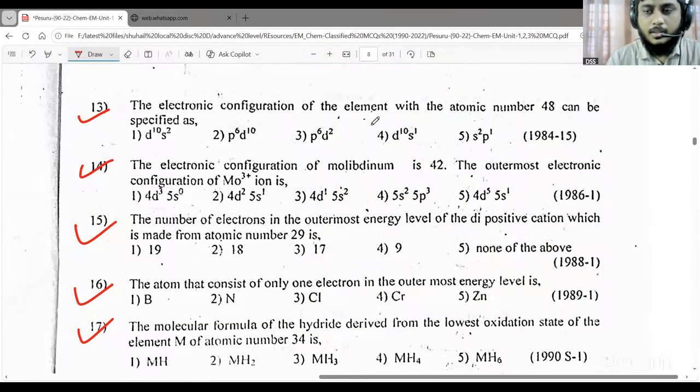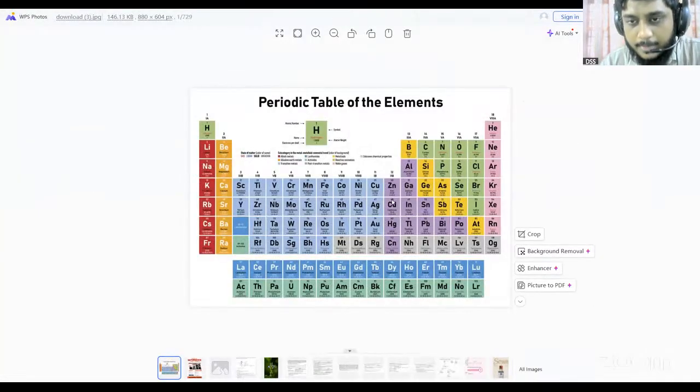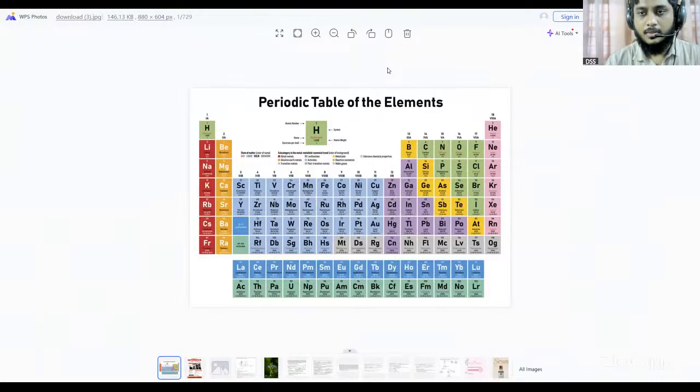Right. Now, let's go with the questions. The electronic configuration of the element with atomic number 48 can be specified as. Now let's go for 48. This is the periodic table. If you come to 48, you can see cadmium here. If you want, you can zoom in. So this is cadmium, and cadmium's position is here.